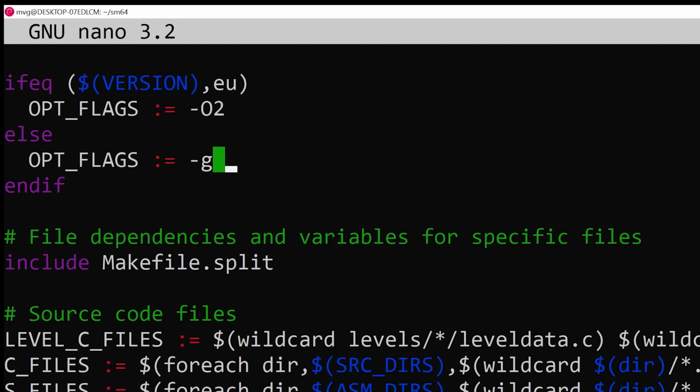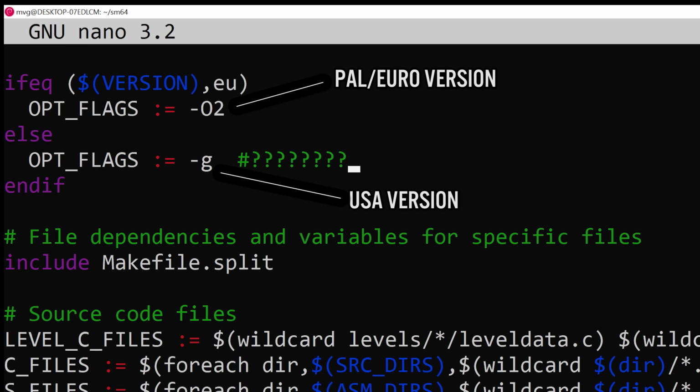So this is the part that seems very strange. Nintendo for some reason decided to release Mario 64 in the USA without any optimization at all. What this makefile is telling us is that the European version is running an optimization known as O2, while the North American version is not running optimization at all.